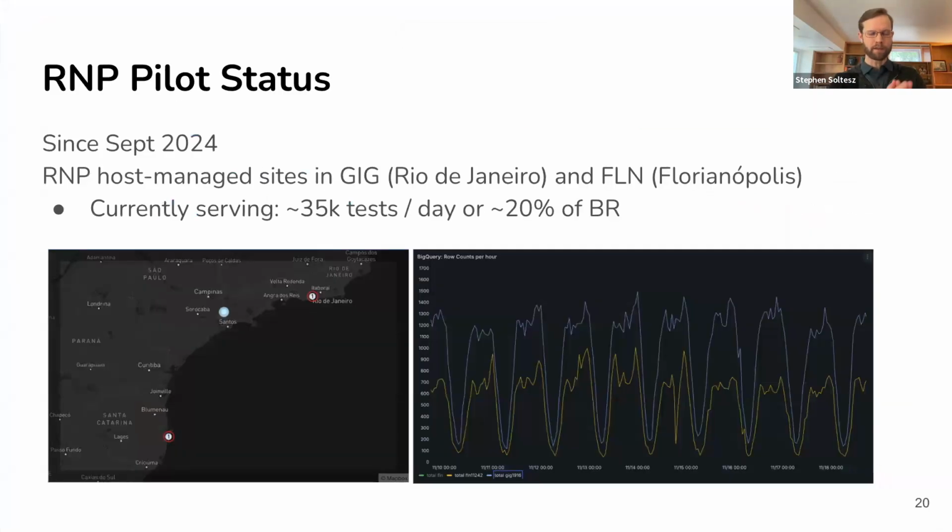The current status: since September of this year, these host-managed servers managed by RNP have been collecting measurements. In the map in the lower left, you can see 2 red circles at Rio de Janeiro and Florianopolis. Those are both RNP contributed servers. Currently, those servers are seeing about 35,000 tests per day, or in total, about 20% of measurements conducted within Brazil. And in the lower right, you have the number of hourly tests going to those 2 servers.